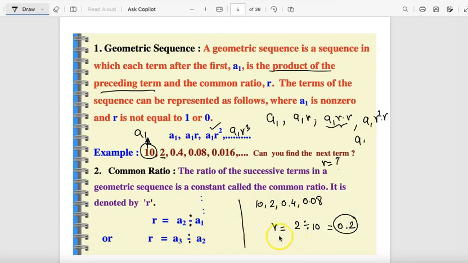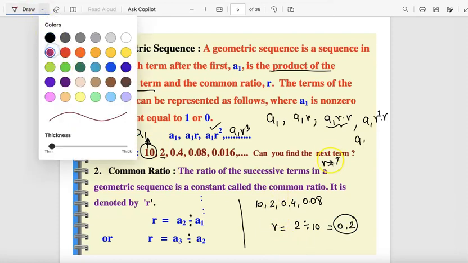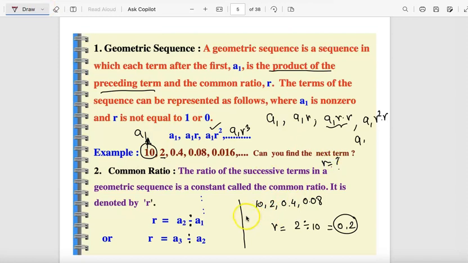That's your r. Now since you know your r, it will be super easy for you to write the entire sequence. Look over here. So if this first term is your 10, this is your a1. What is the second term? Second term is your a1 r. So if you are trying to find the second term, it is your 10 times r. R is 0.2. So you will multiply this by 0.2. This will give you the second term over here.